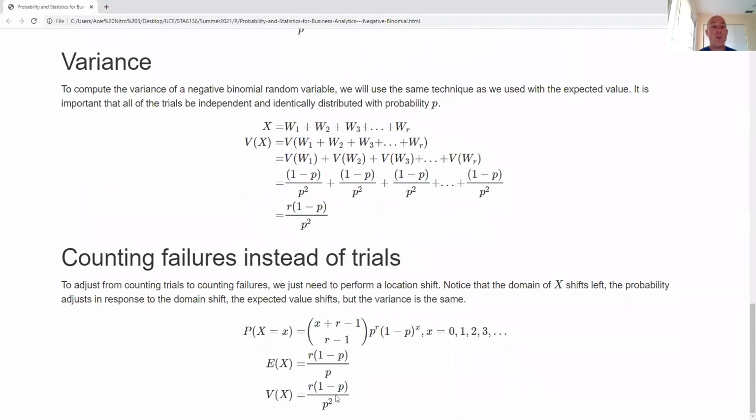Now, what if I want to count the number of failures instead of the number of trials? It's very easy. All I have to do is a location shift on the function. Remember from college algebra, if I want to shift to the left, I add, and I have to simultaneously subtract off on the domain. I execute that here, and it gives me what I want. I notice that the domain has shifted appropriately. I also have to shift the expected value because the entire distribution is moving over, but the variance stays the same. Variance does not change under location transforms.